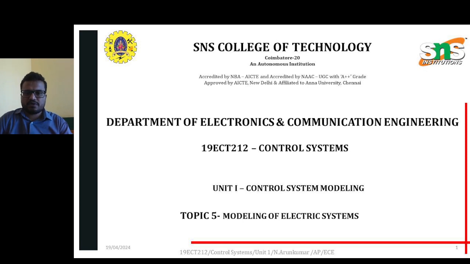In this video, we are going to see about modeling of electrical systems. The modeling of electrical systems in control systems are the elements which are useful to train the models based on your input and output sequence. So let us see how the basic elements and their inputs have been involved in control systems.